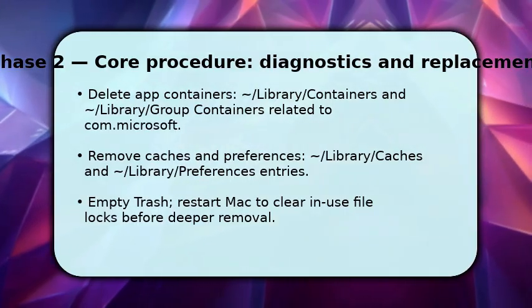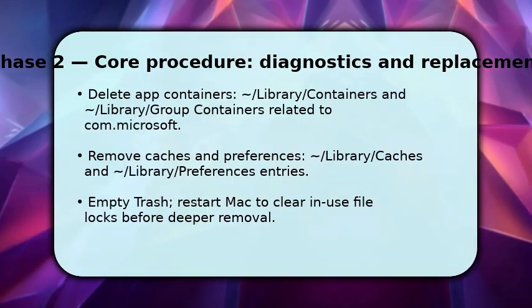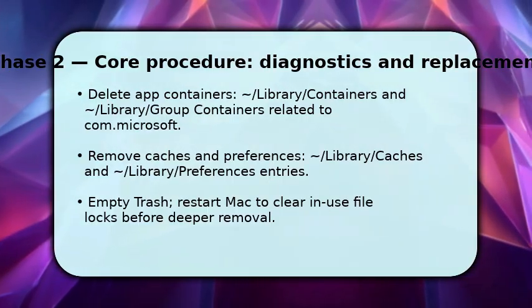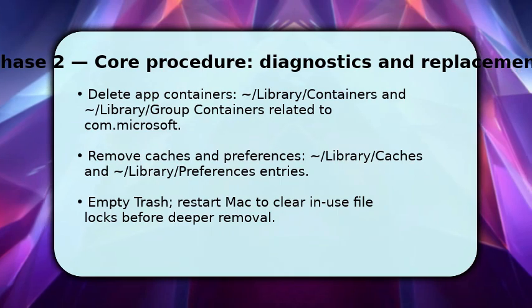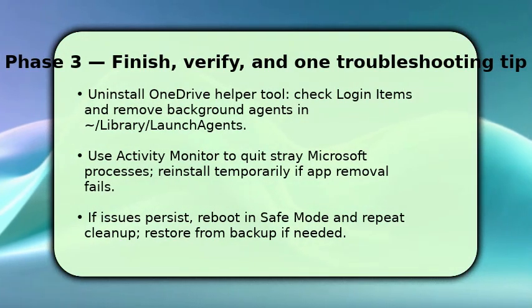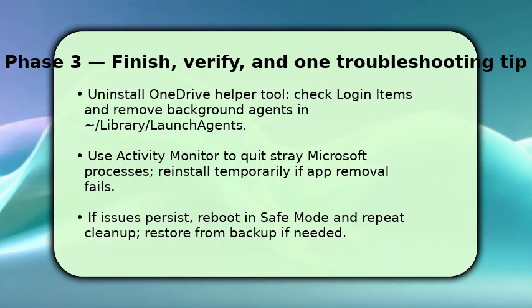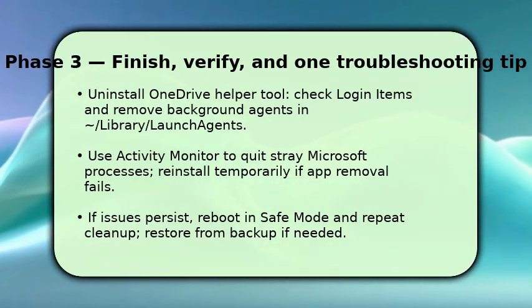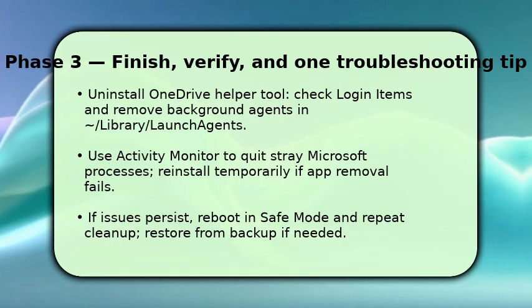/Library/Preferences. Once you've moved these to the trash, finally, remove launch agents and login items so Microsoft services don't relaunch. Look in System Settings, General, Login Items and in /Library/LaunchAgents for com.Microsoft files, then delete them. Use Activity Monitor to quit any remaining Microsoft processes.